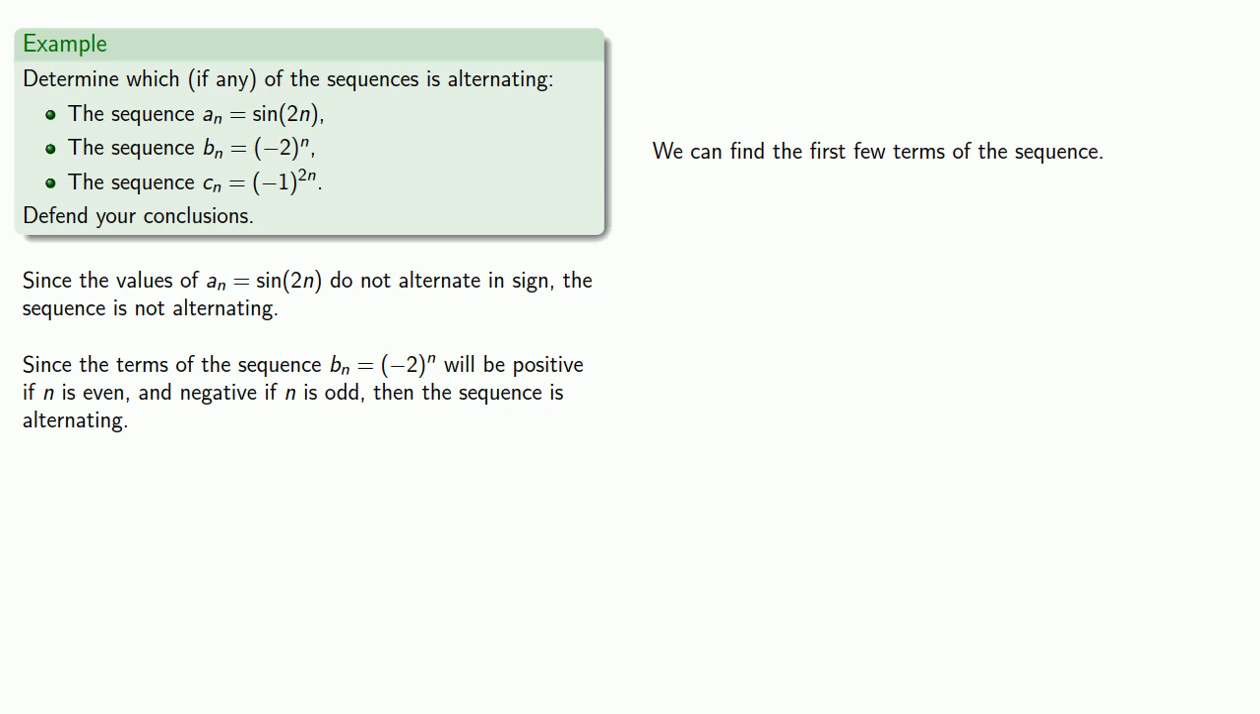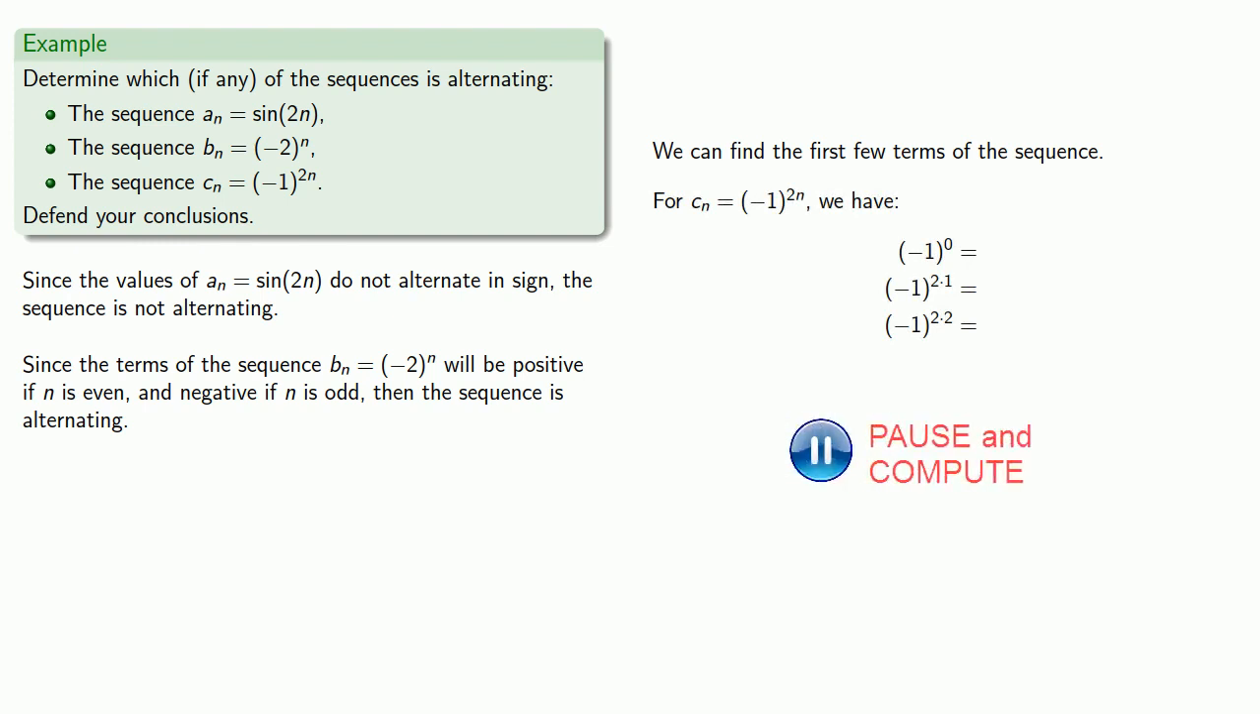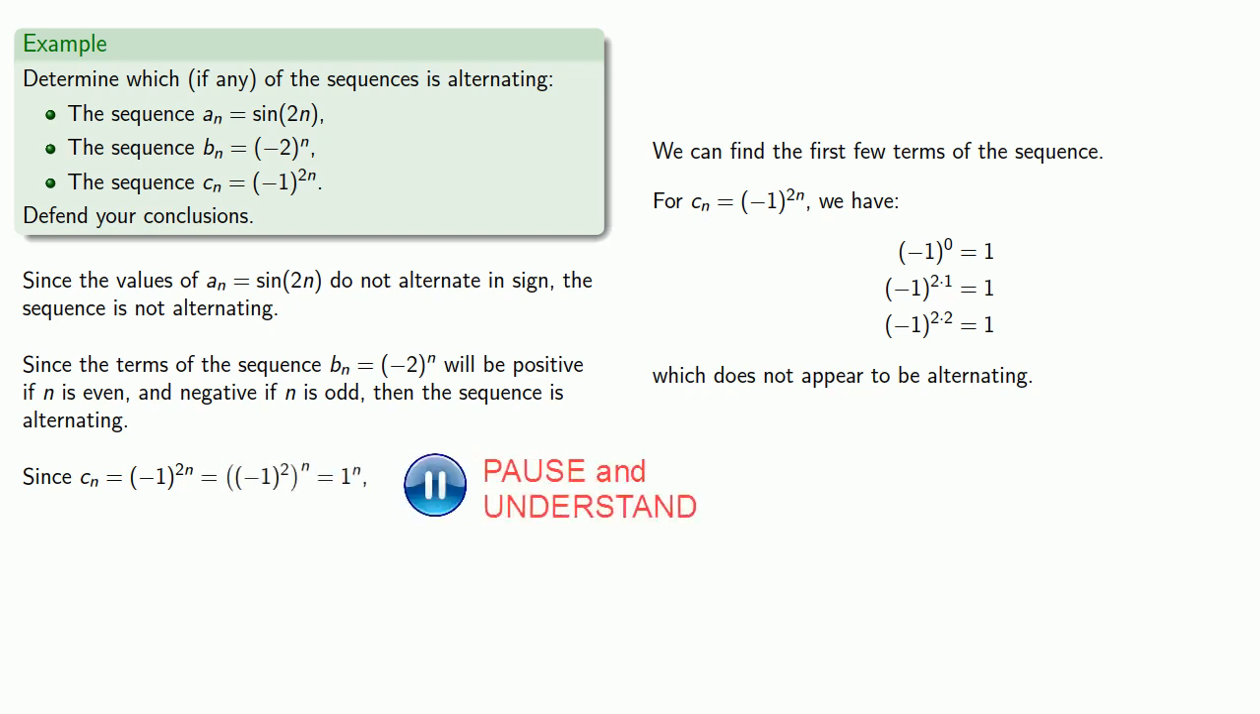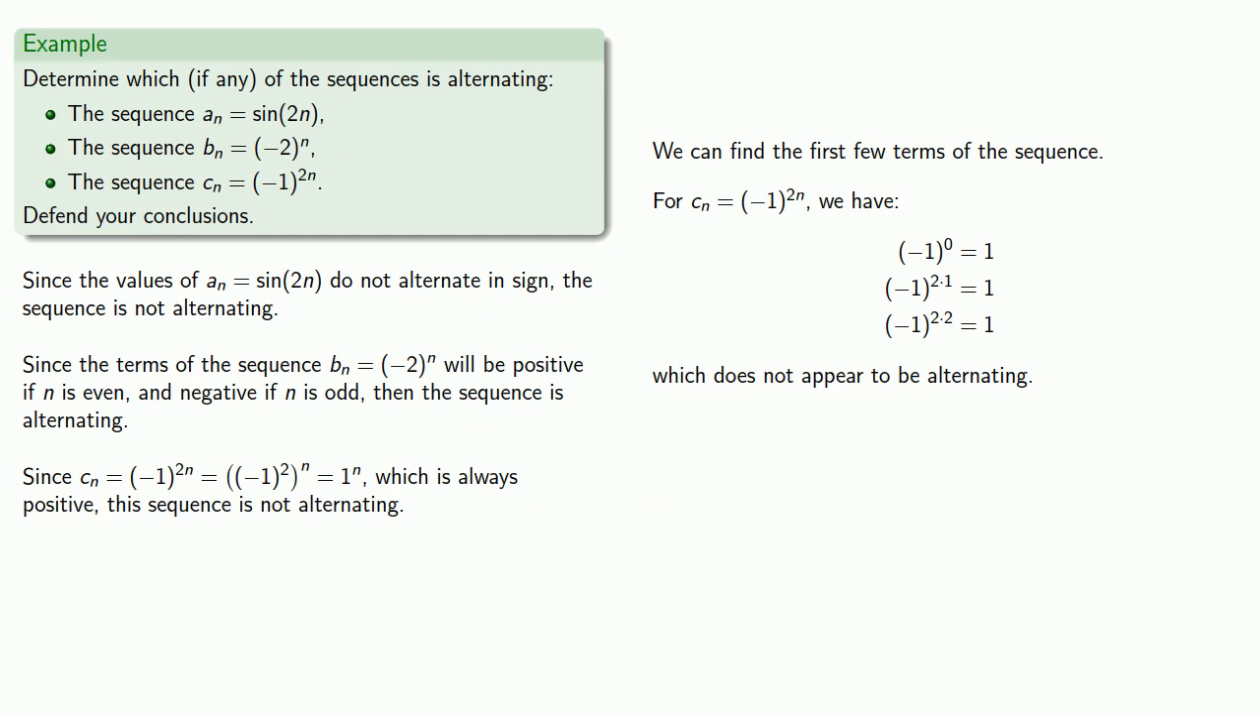And if we take our last sequence and evaluate it for n equals 0, 1, and 2, we find that the terms are all equal to 1, which does not appear to be alternating. And again, let's see if there's a reason for that. And here we might do a little bit of algebra. Since cn equals negative 1 to the power 2n is really negative 1 squared to the power n, which is 1 to the n, the terms of the sequence will be always positive, and so this sequence is not alternating.